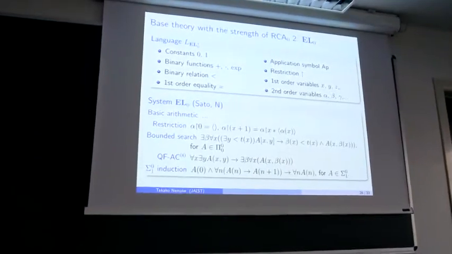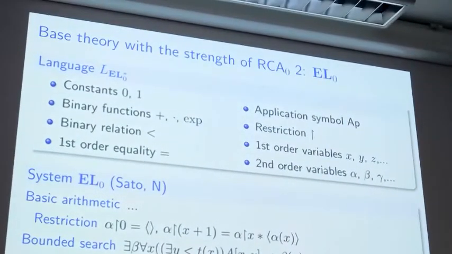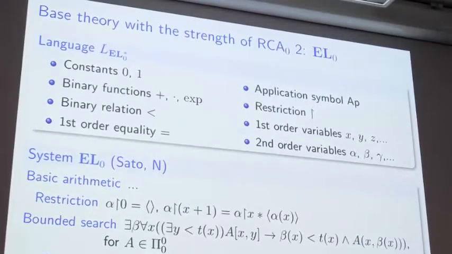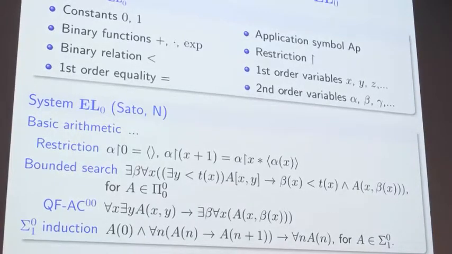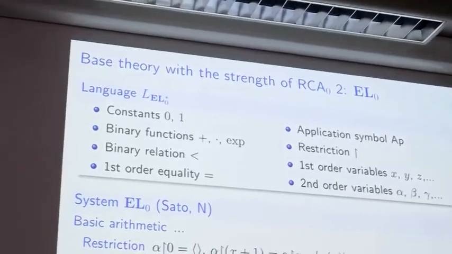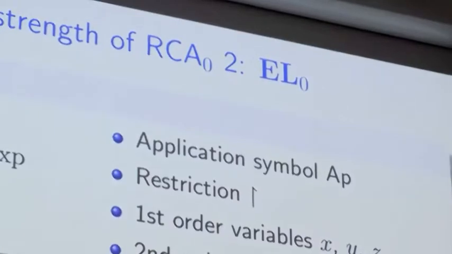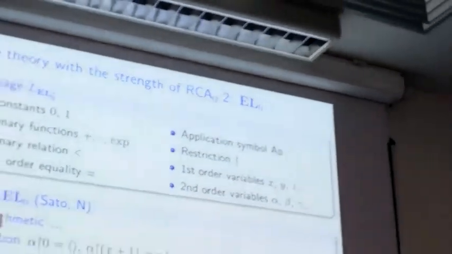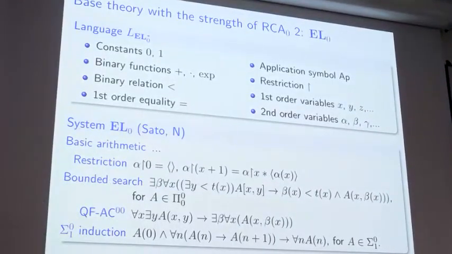And another suggestion for the system with the strength of RCA0 is a bit complicated, but it's also called EL0. I use different fonts. It's almost the same system, but the main difference is the language is finite. We only have plus and multiplication and exponentiation, and we have binary relation.